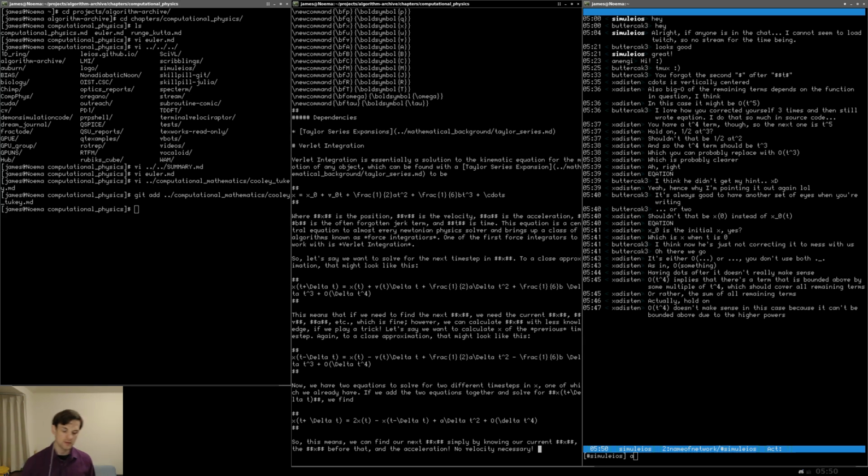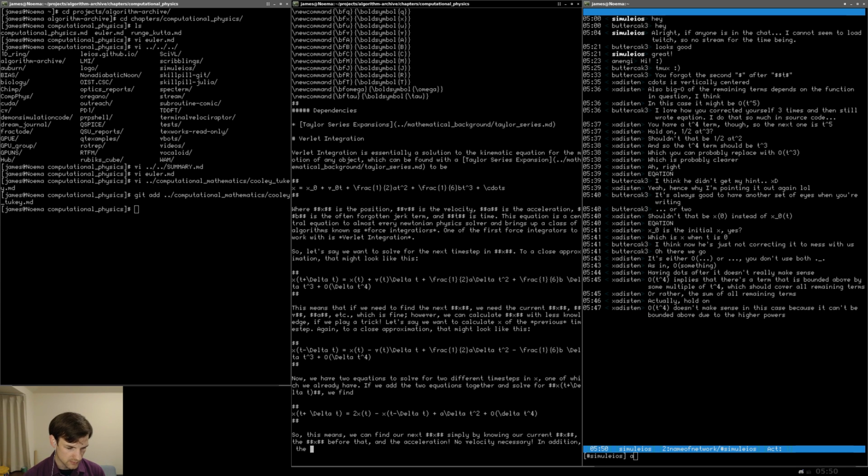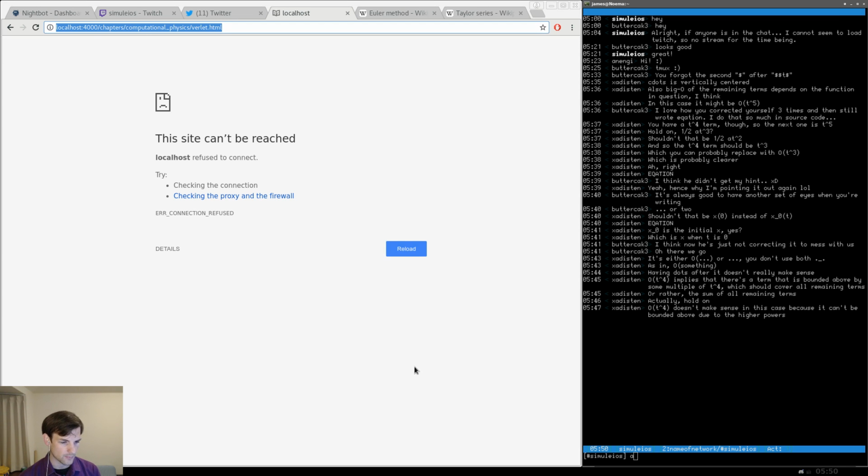Okay, so anyway, here's one of the big problems with the Verlet algorithm, which we talked about yesterday. No velocity necessary. In addition, this drops the error to O of delta t to the fourth, which is great. Okay, so let's go ahead and write this, and we should have basic Verlet integration up, and it should be okay.